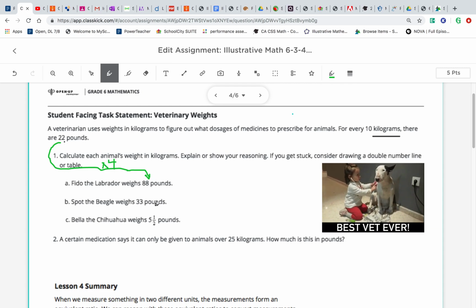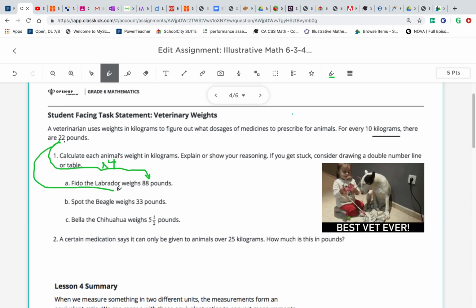Spot the Beagle weighs 33 pounds. For this one, we want to make the jump from 22 pounds to 33 pounds. Well, there's not a whole number you can multiply 22 by to get to 33. But one way to think about this is, to go from 22 to 33, you're adding on 11, right? And 11 is half of 22. So if we add half of this amount to get to here, we need to add half of this amount. Half of 10 would be 5, right? So we would add 5 onto the 10 and we would get 15 kilograms. That's how I would think about it.